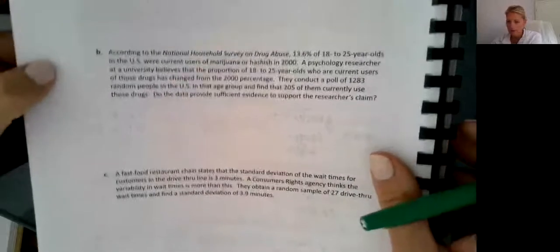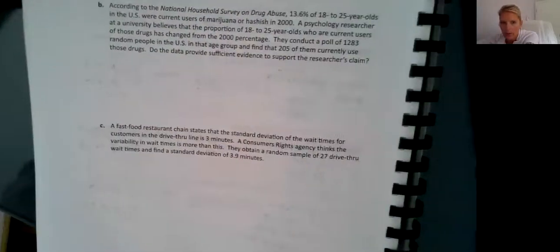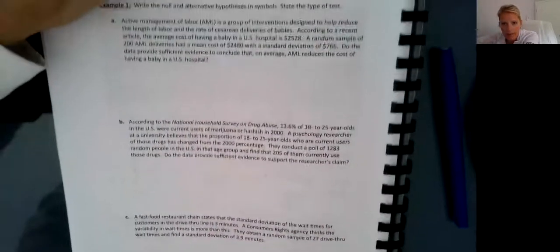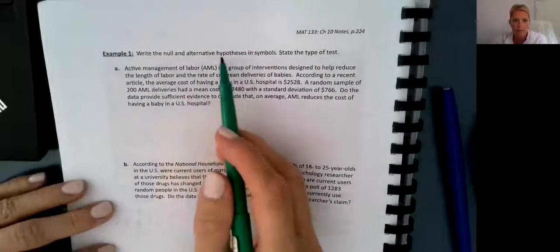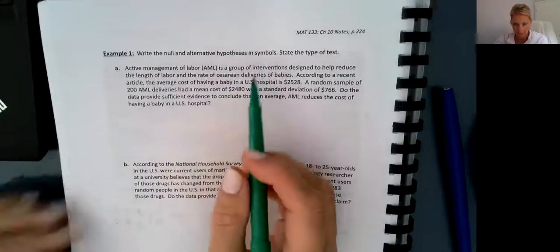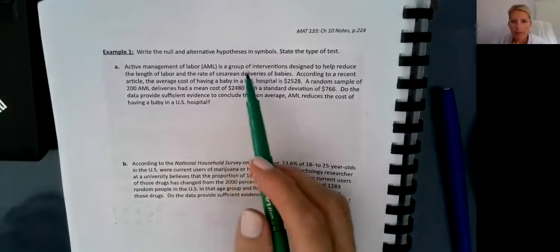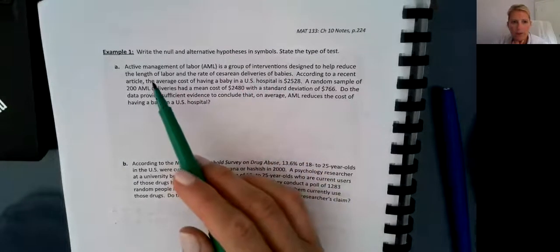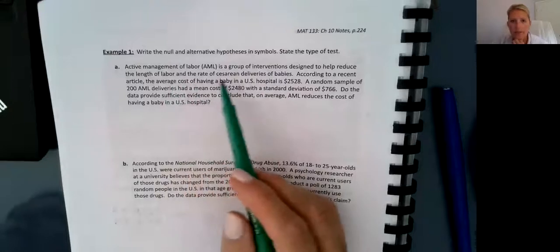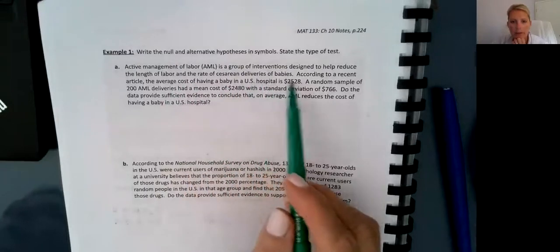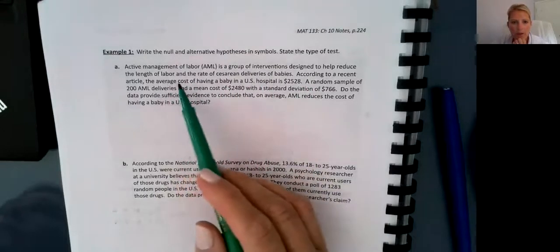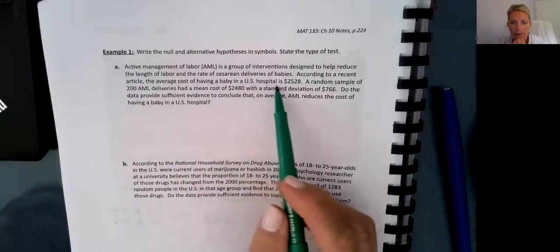So example 1 gives you 3 scenarios that we're going to go through, and it's asking us to state the type of test and write the null and alternative hypotheses in symbols. It says, active management of labor is a group of interventions designed to help reduce the length of labor and the rate of cesarean deliveries of babies. According to a recent article, the average cost of having a baby in a U.S. hospital is $2,528.